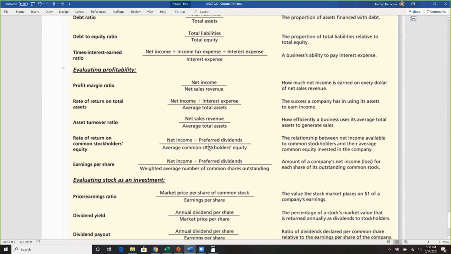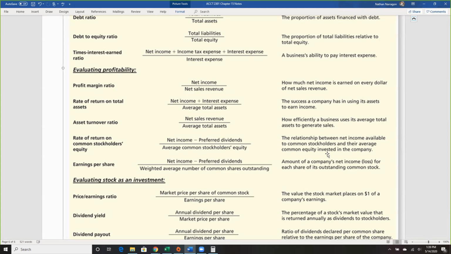We have a fun one right here known as rate of return on common stockholders' equity, which is of course net income minus preferred dividends divided by average common stockholders' equity, which is the relationship between net income available to common stockholders and their average common equity invested in the company. Fun one.